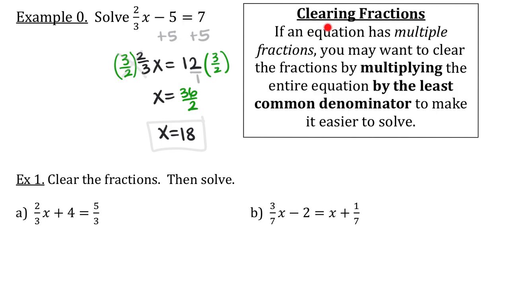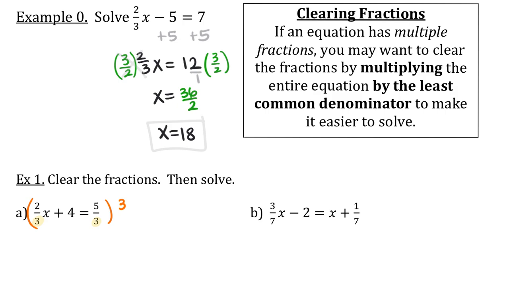So we're going to clear the fractions. If an equation has multiple fractions, you may want to clear the fractions by multiplying the entire equation by the least common denominator to make it easier to solve. Okay, so let's just look at this. We just don't like the fractions, so we don't like the denominators. The denominator I see is there's a 3 and there's a 3 here. So I really just don't like the 3. My only goal is to get rid of the 3. So this says I can multiply the entire equation by 3, and it should clear the fraction out.